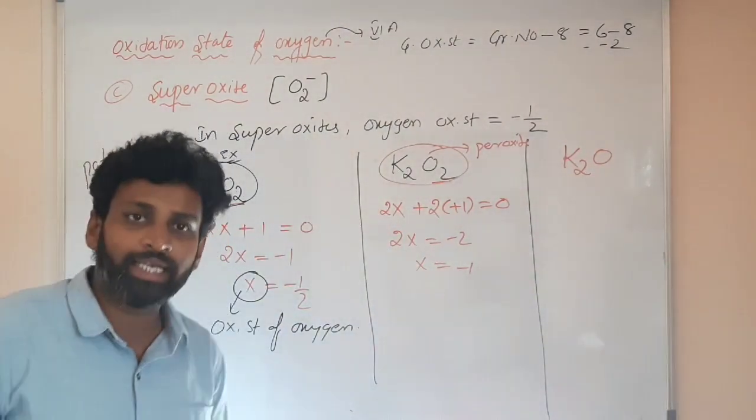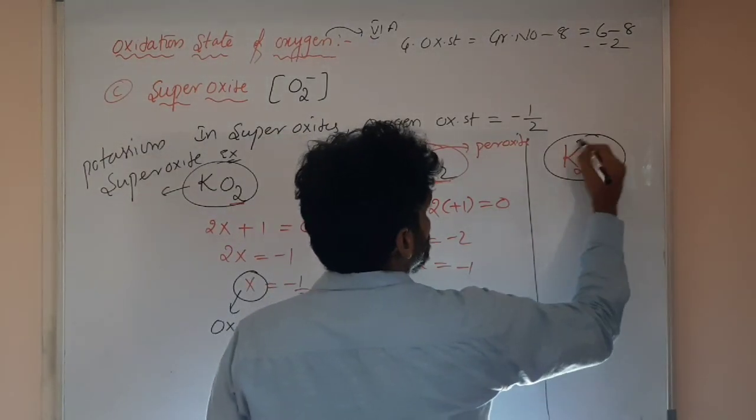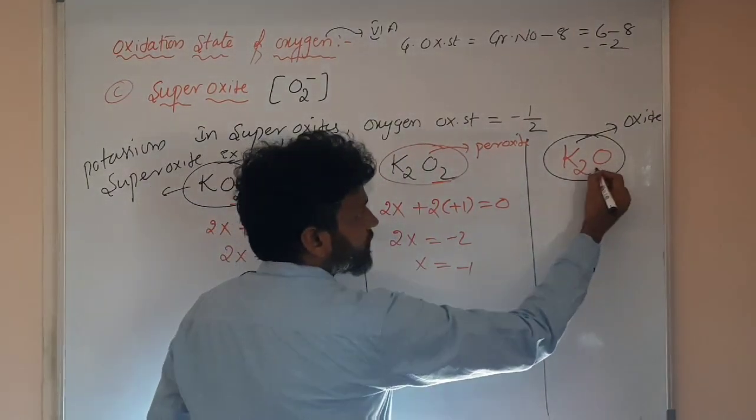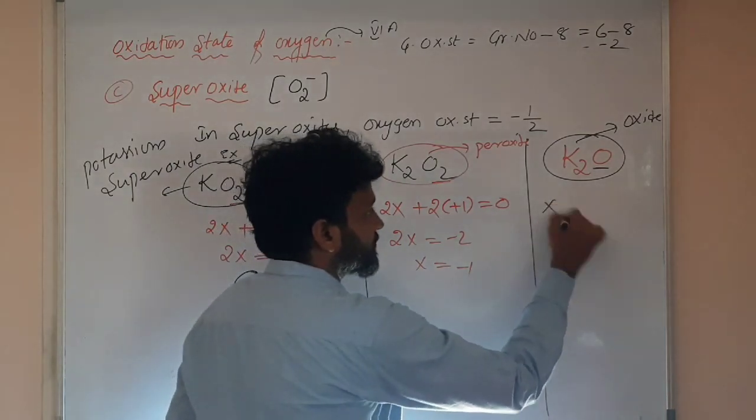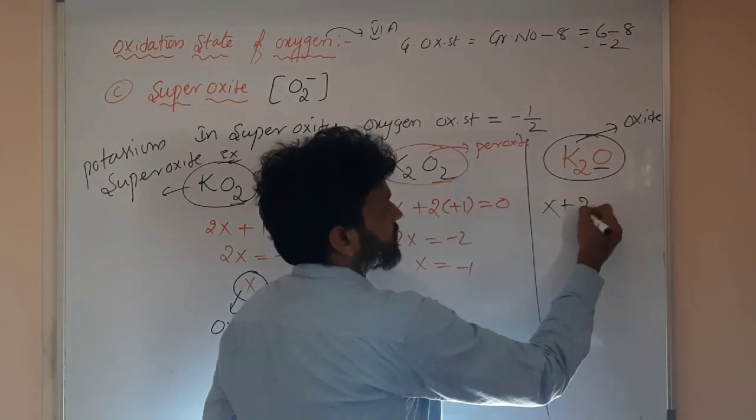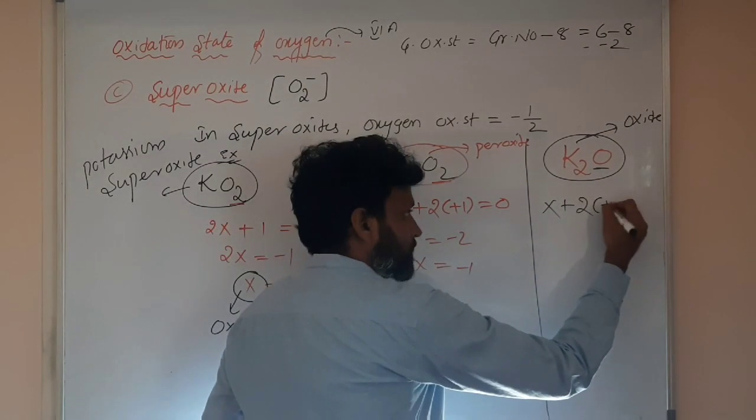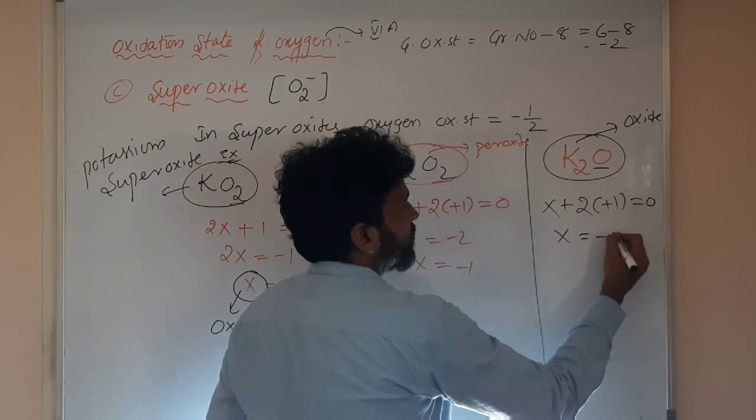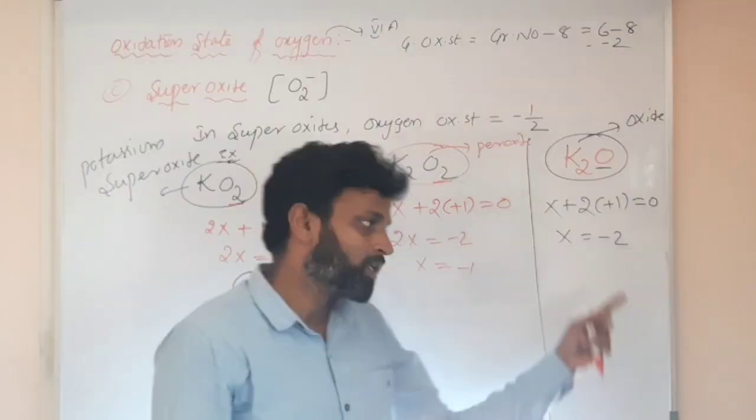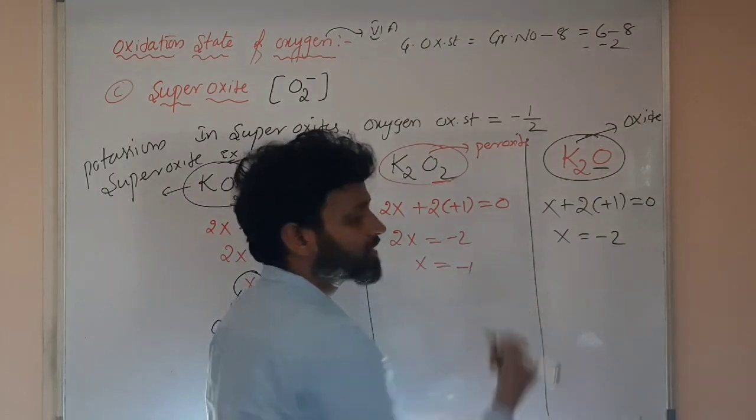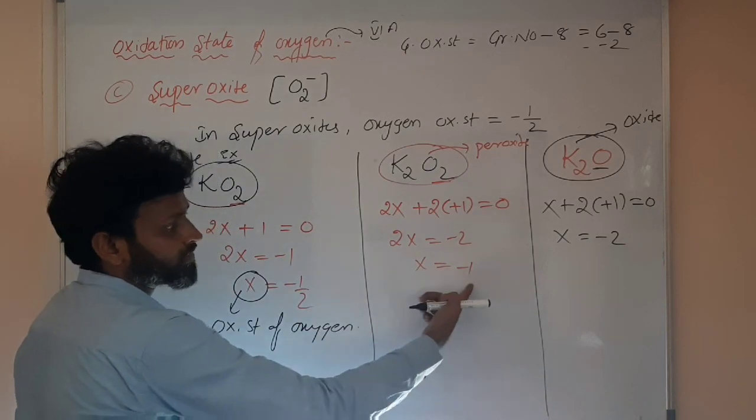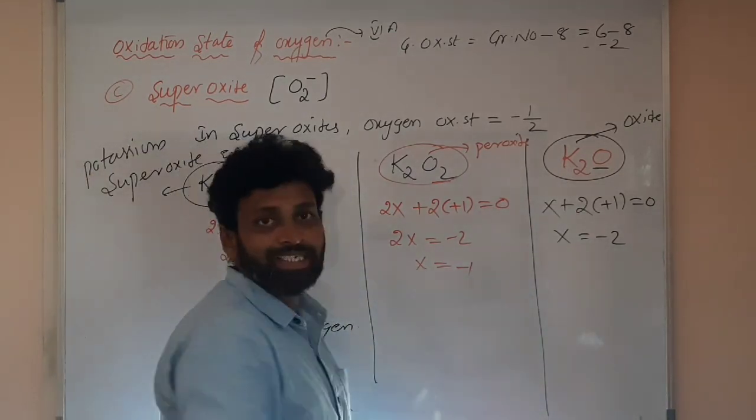Okay. Next, K2O. Is it oxide or peroxide or superoxide? I will say this K2O is oxide. Sir, why is this oxide? Let's calculate the oxidation state of oxygen. Take it as x, not 2x, because here there is only 1 oxygen. So x plus how many potassiums are there? 2. 2 into +1 is equal to 0. Then x equals -2. One more step: x plus 2 equals 0, then x equals -2. X is the oxidation state of oxygen. Here the oxidation state of oxygen is -1. Here the oxidation state of oxygen is -2.